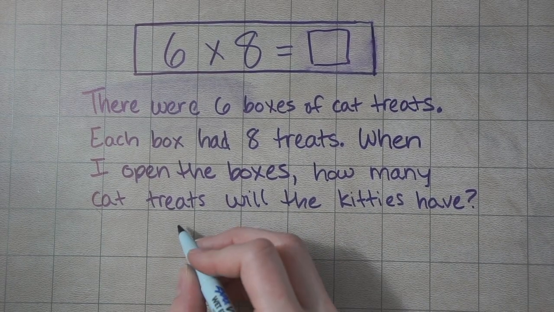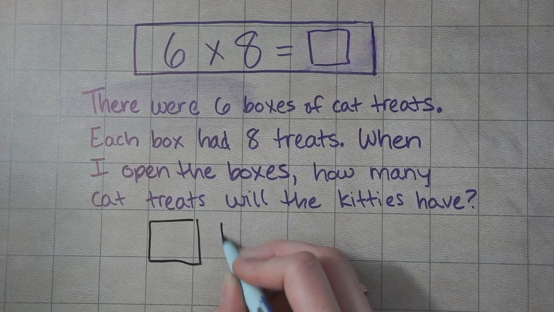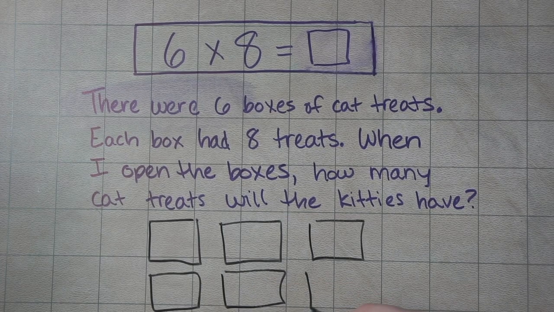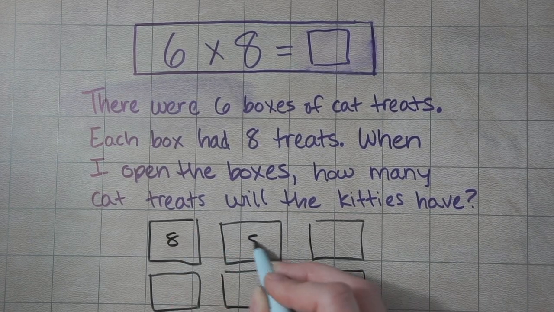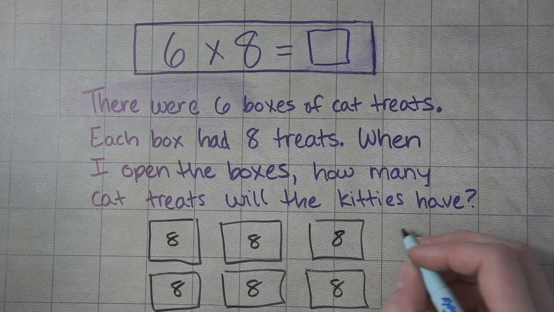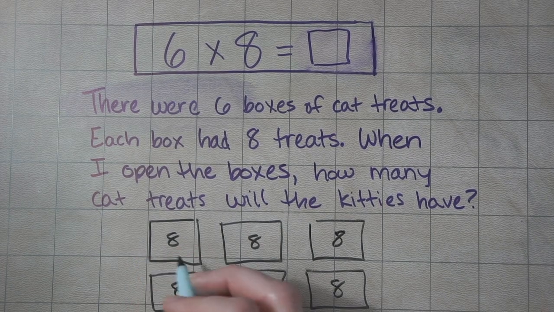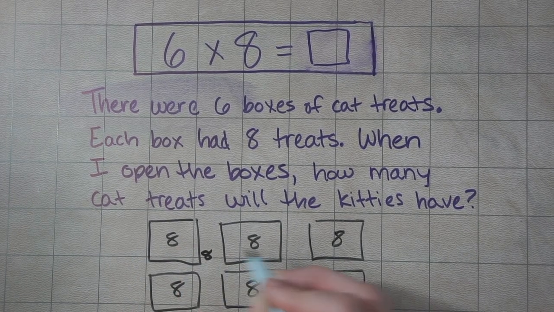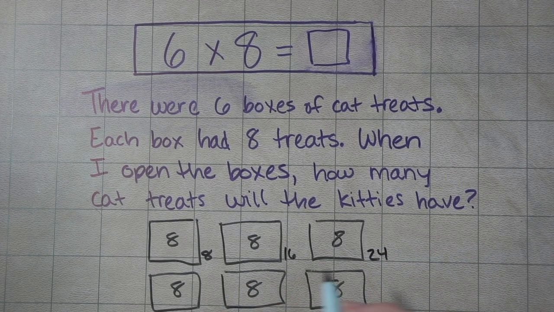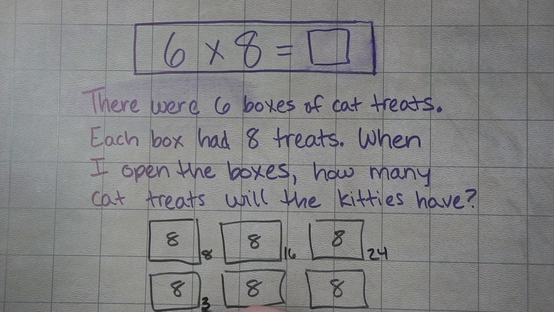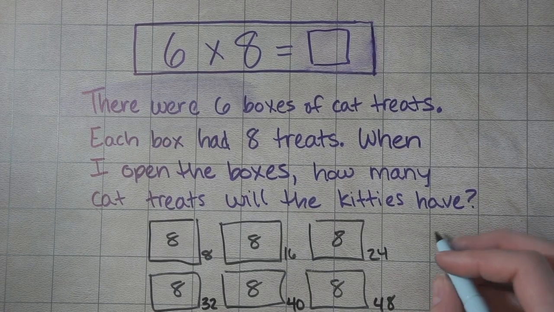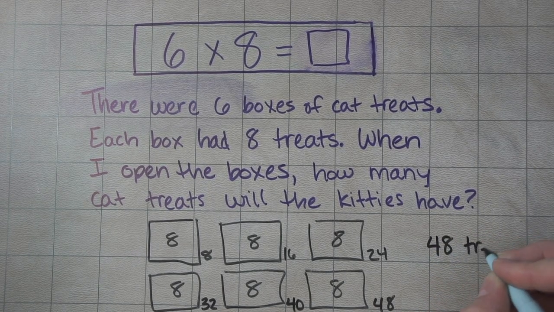So when I solve this one, I'm thinking about 6 groups of 8. There's my 6 groups, and each group has 8 in it. And then I can skip count. Let's see, it would go 8, 16, 24, 32, 40, 48. The answer is 48 treats.